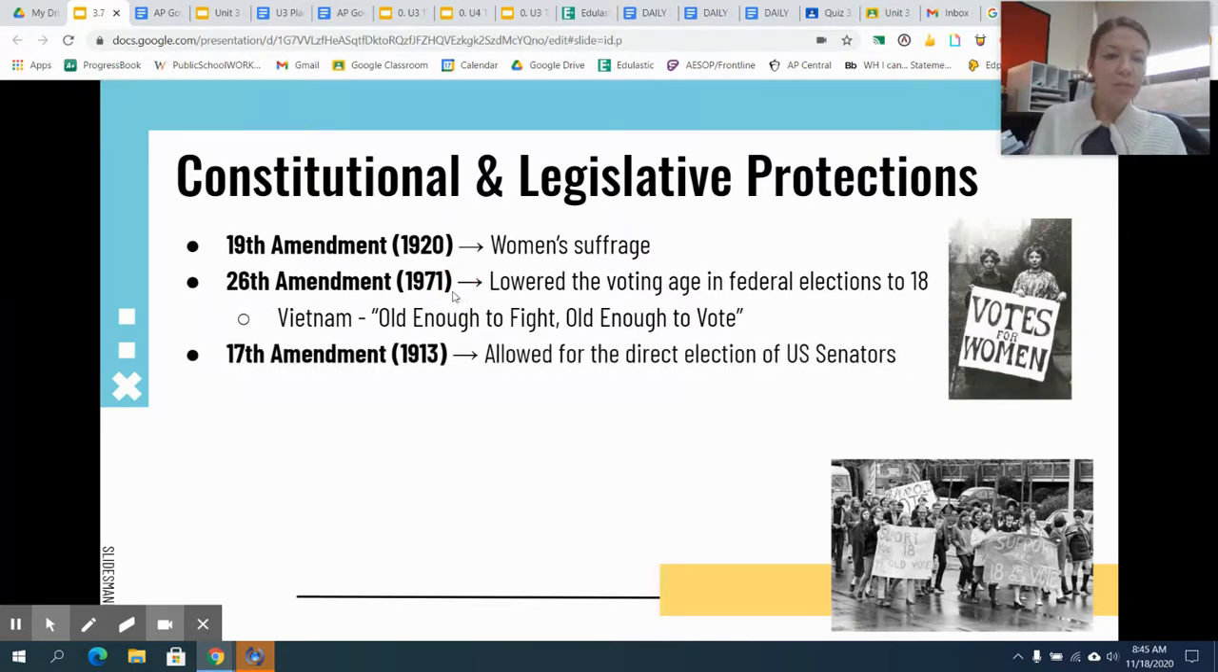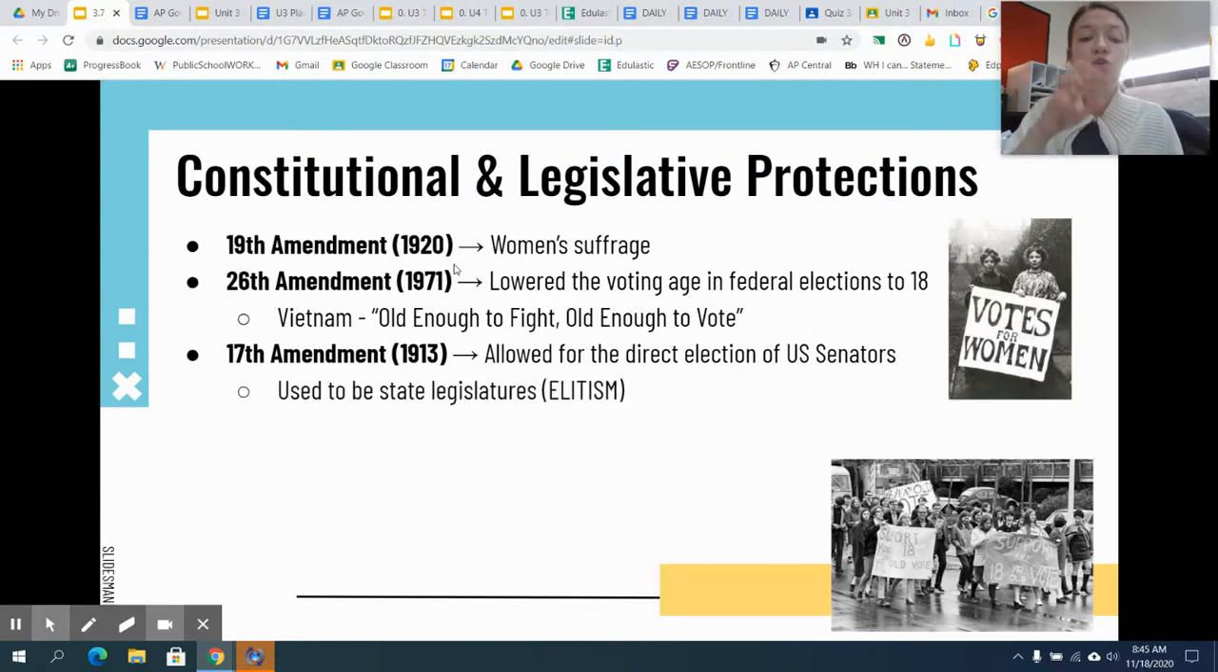The 17th Amendment is also going to not necessarily give a group the right to vote, but it's going to expand really participatory democracy. This is going to allow for the direct election of U.S. senators. And before, it used to be the state legislatures that were the ones selecting senators. So under our original Constitution, the House was the only group that was directly elected by the people.